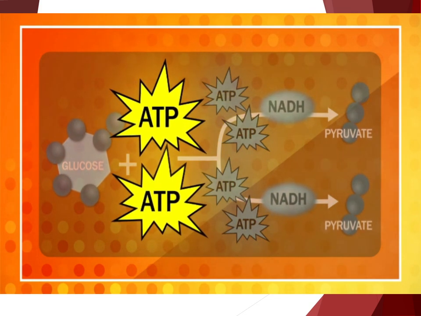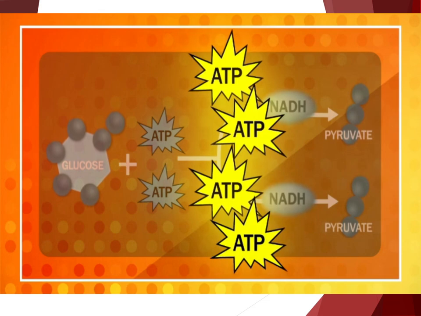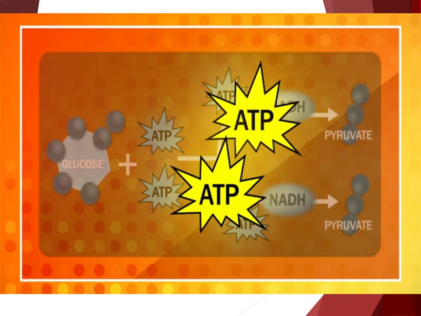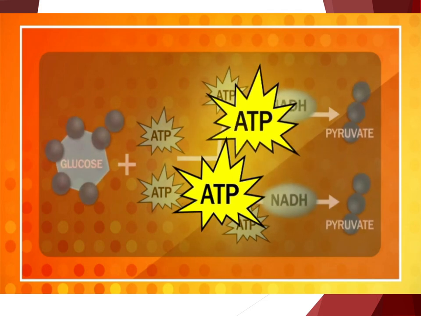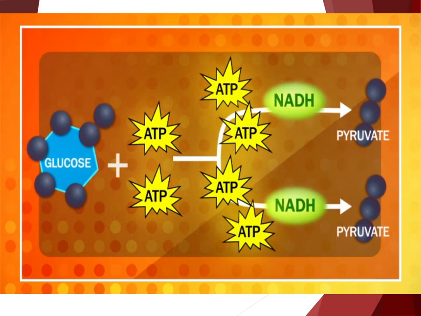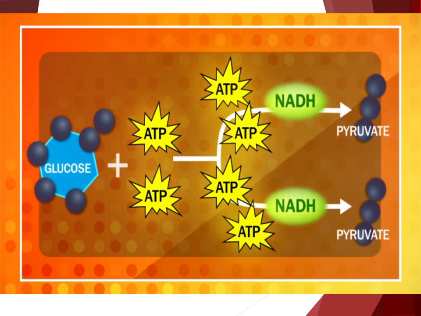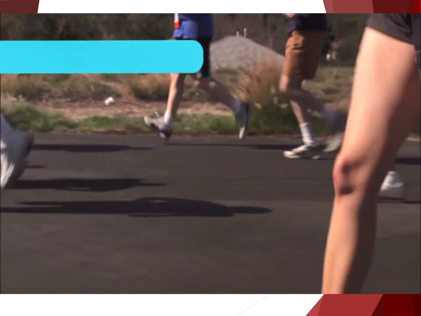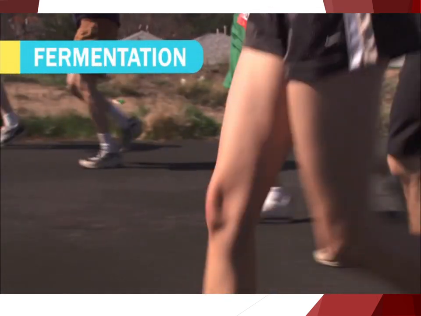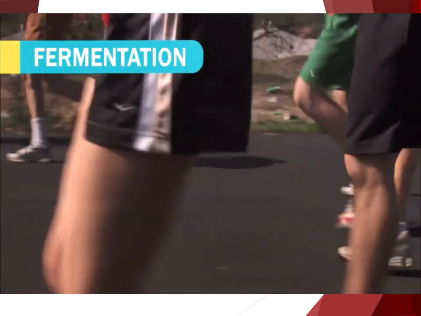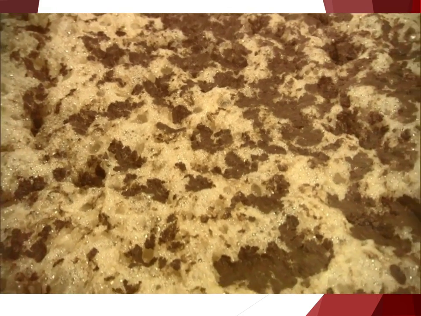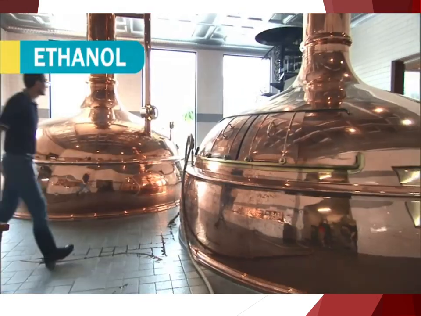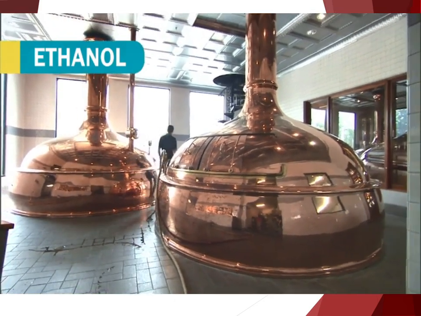Since 2 ATP molecules were used to make the final 4 ATP molecules, glycolysis only produces a net of 2 new ATP molecules from 1 molecule of glucose. This is not a very efficient process, and most of the chemical potential energy in the original glucose molecule is not released. In the absence of oxygen, a process called fermentation converts the pyruvate from glycolysis into other substances. In some organisms, like yeast for example, fermentation also produces the alcohol ethanol. This process of alcoholic fermentation is used in brewing.